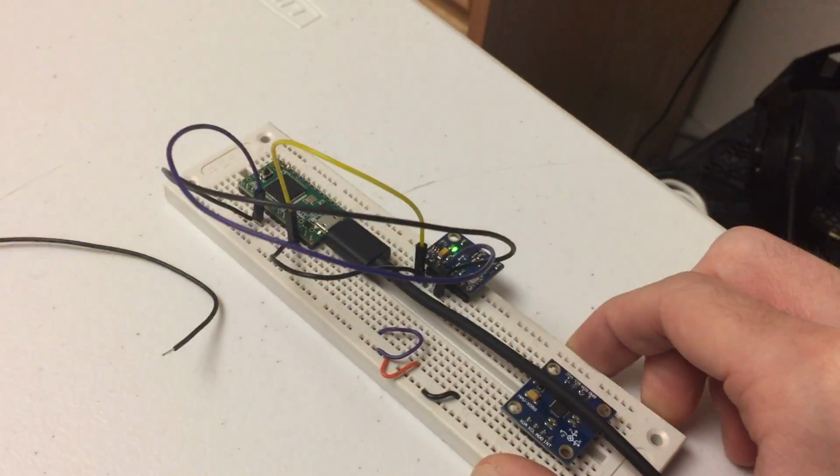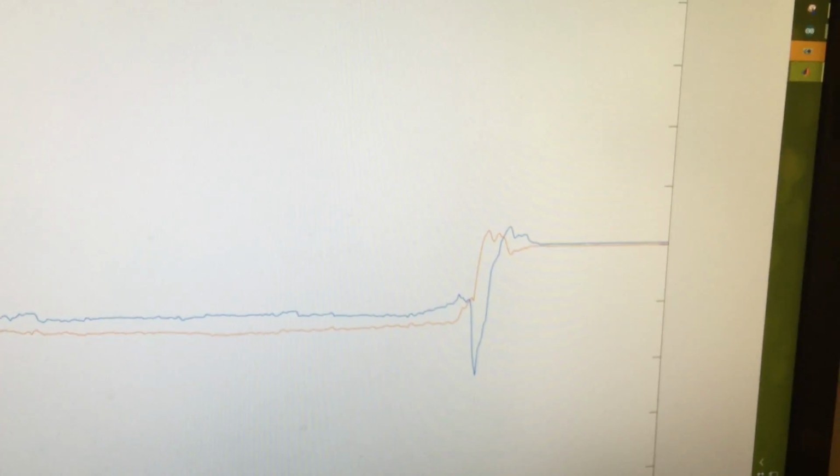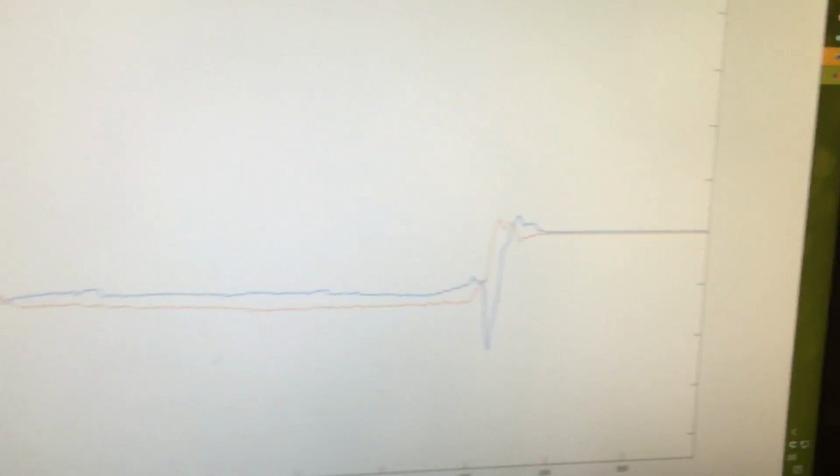If I place the board back on the table flat, where it started, everything returns to about 0 degrees, and our graph returns to about 0 degrees as well. We can see that we have the ability to have very fast interactions with the board here.